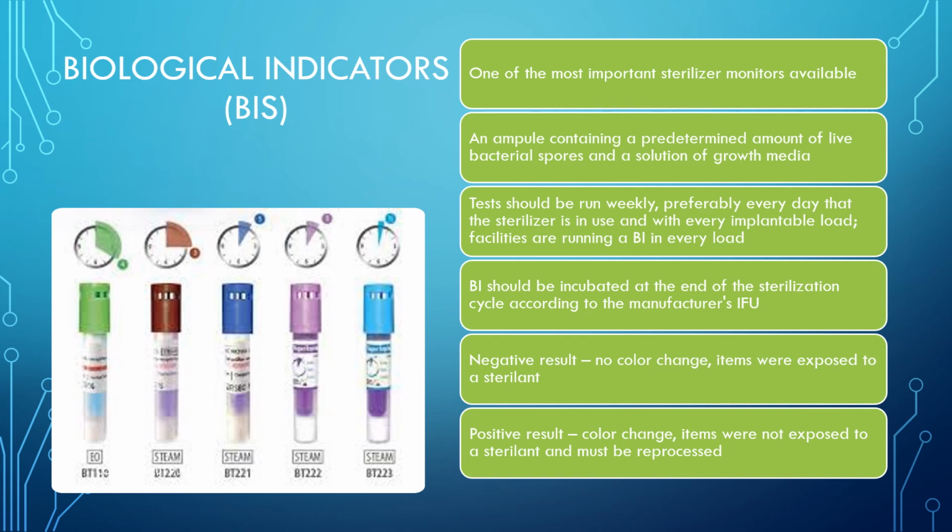These tests should be ran weekly, preferably daily. Every time that the sterilizer is ran, there should be a biological run with it. Most facilities now are going to, with every load, run a biological with it. It's a better process. It should be incubated at the end of each sterilization cycle. If there is no color change, it has been exposed to whatever sterilant we are using, and that's called a negative result. It's good to go. If the ampule changed colors, it means that it was not exposed, so we have to reprocess it.